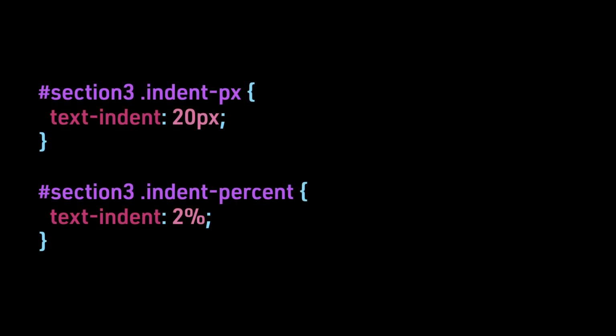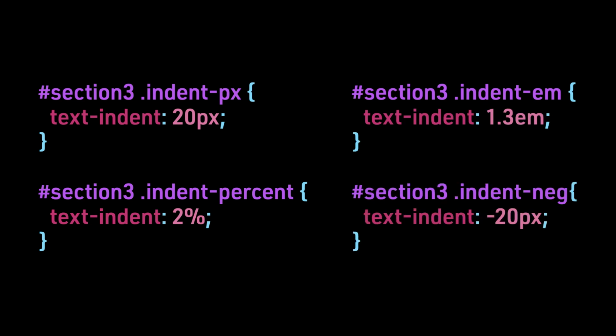And now the CSS. In the first example, we are using a pixel amount to indent the text. In the second example, we are using a percentage. In the third example, we are using ems. And in the fourth example, we are using negative values.